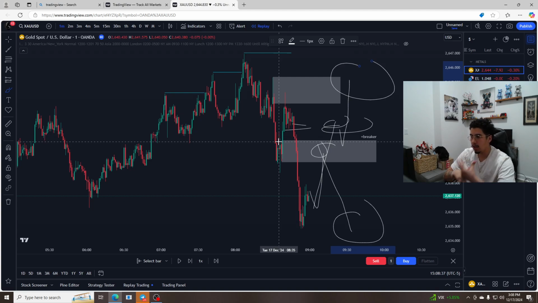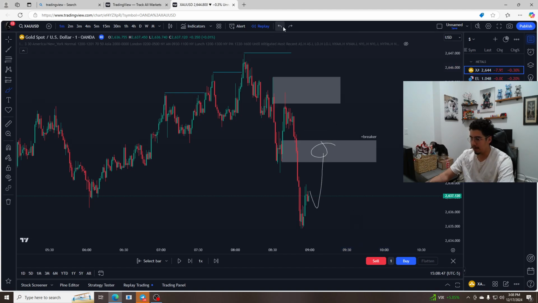It's about understanding when this price actually wants to shift. And if you guys are seeing my dog back there, I apologize, but let's get back to it, and I'm going to show you guys the trade.